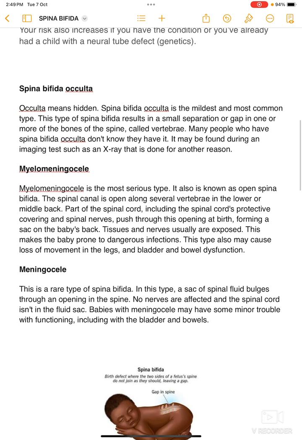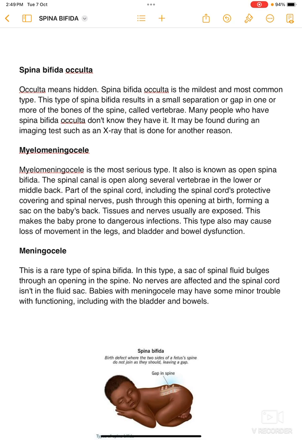Talking about the first one, occulta means hidden. Spina bifida occulta is the mildest and the most common type. This type of spina bifida results in a small separation or gap in one or more of the bones called vertebrae. Many people who have spina bifida occulta do not know they have it, but it may be confirmed by an imaging test like an X-ray that is done for another reason.